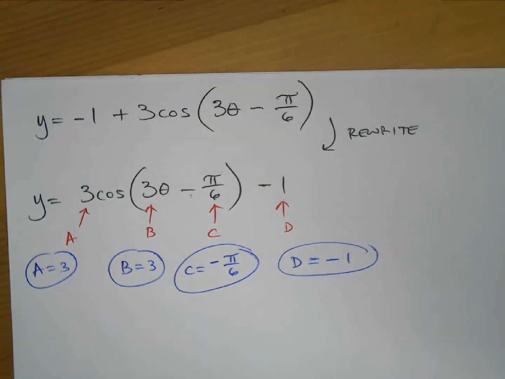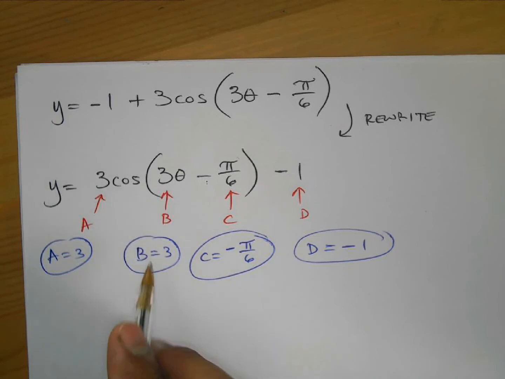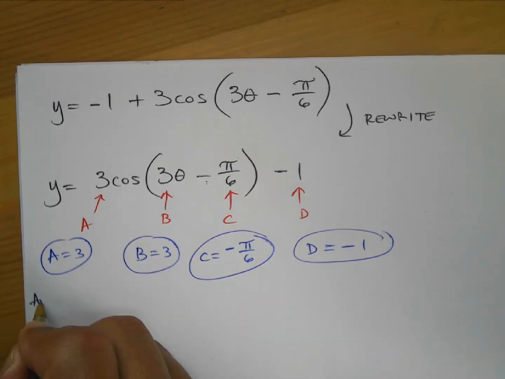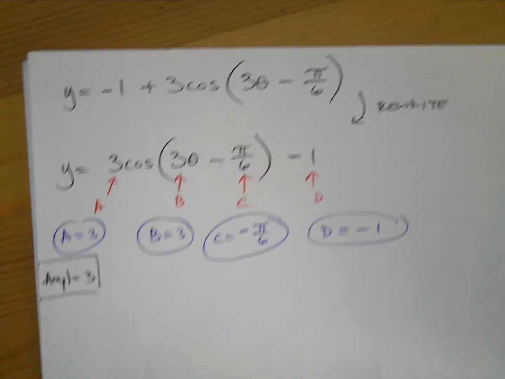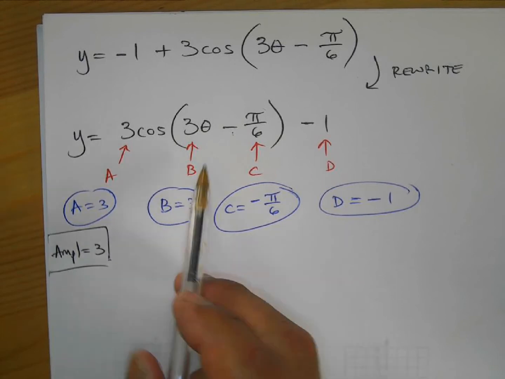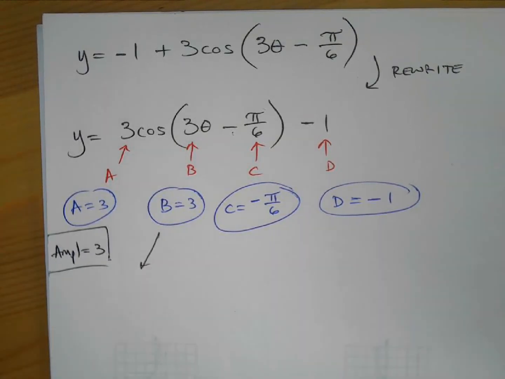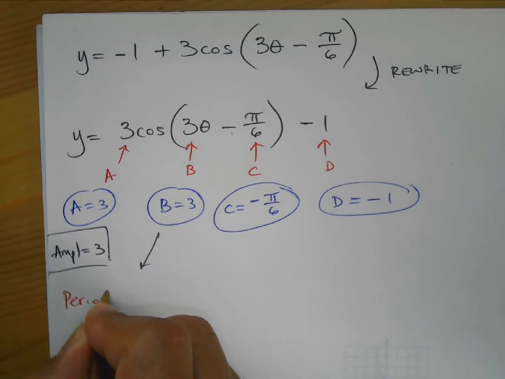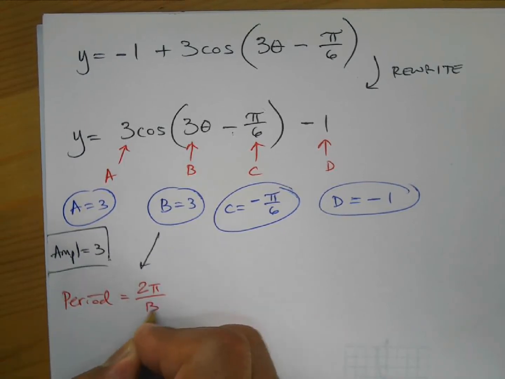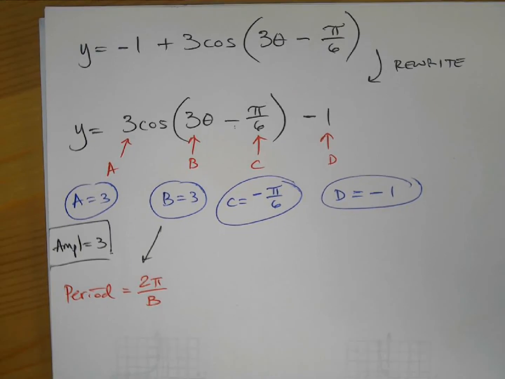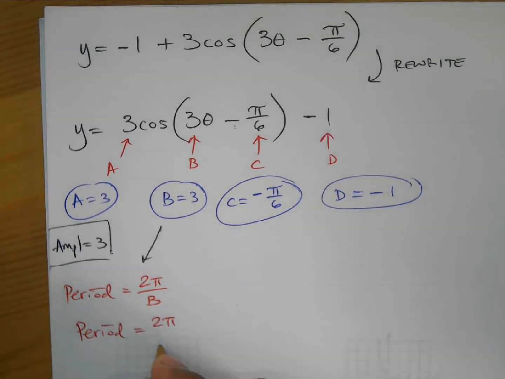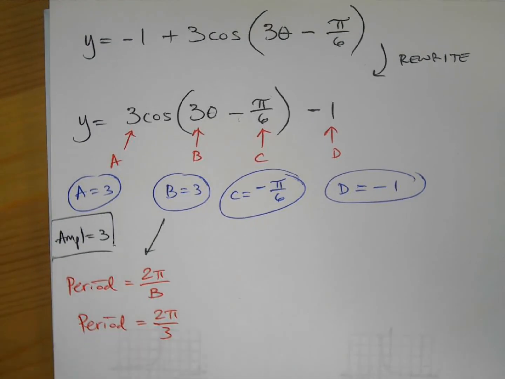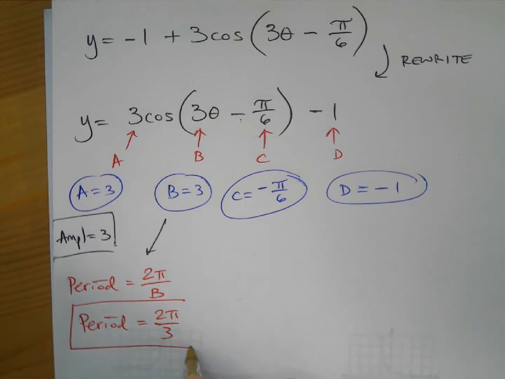Remember, we've already been talking about A and B. That's for amplitude and period. I know my amplitude is 3. That's easy. I know the period is not 3, but to find the period, you're going to use 2 pi over the value of B. So my period is going to be 2 pi over 3. Well, that's it. There's no work to do. 2 pi over 3 is your period.